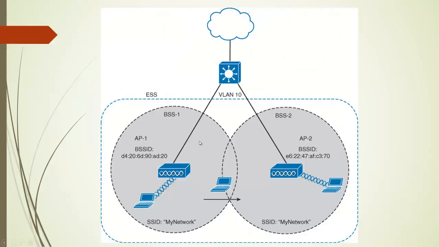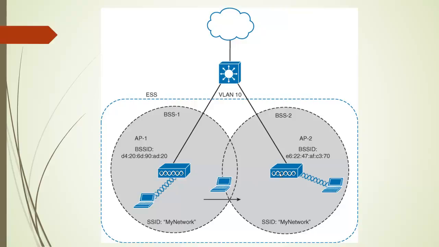So it looks like this. I've got 2 access points. Here's my laptop. As I'm walking between here, once the signal here gets weaker and the signal on this side gets stronger, I will then associate with this access point and then send all my communication here.